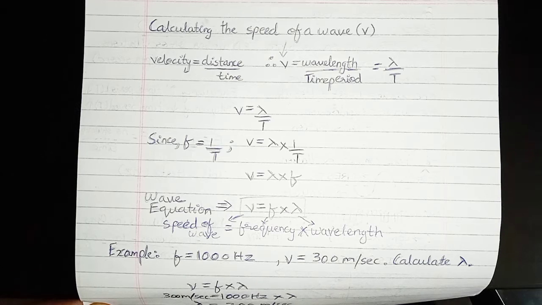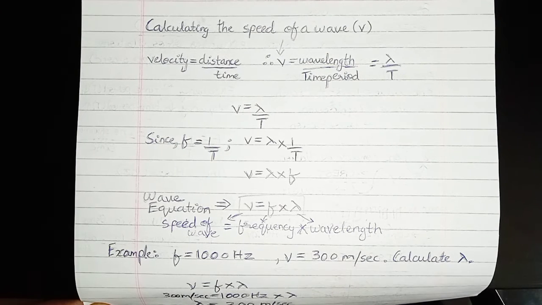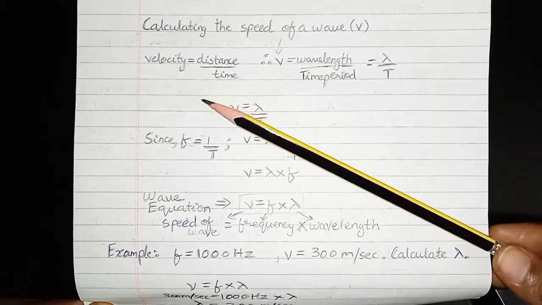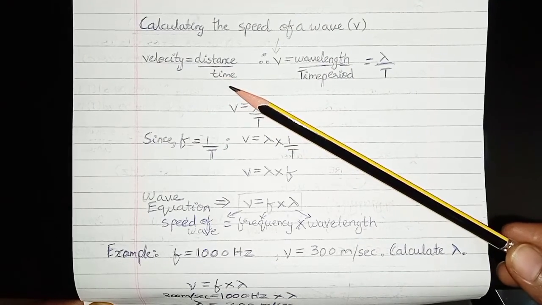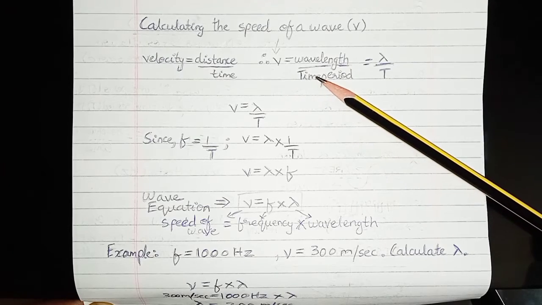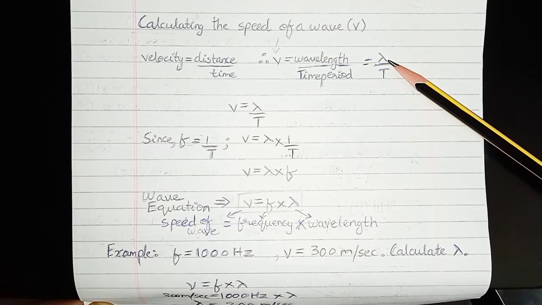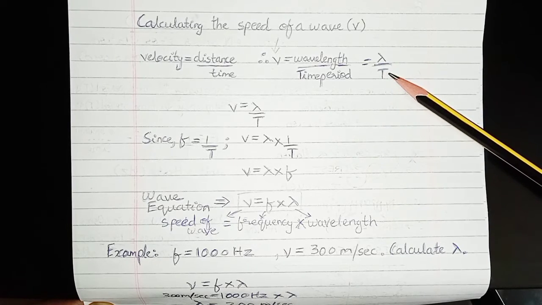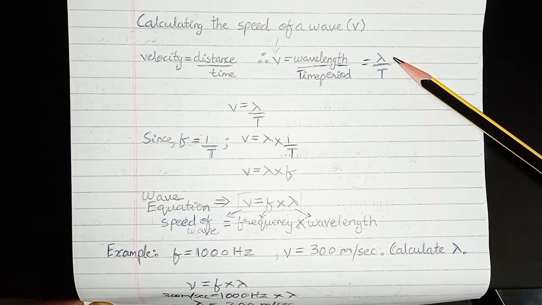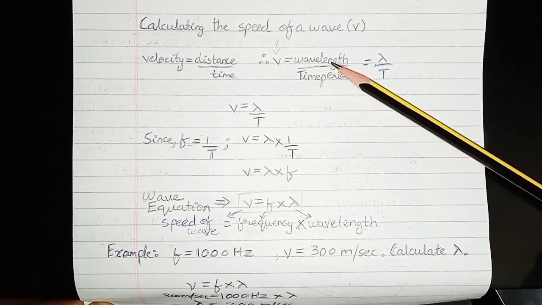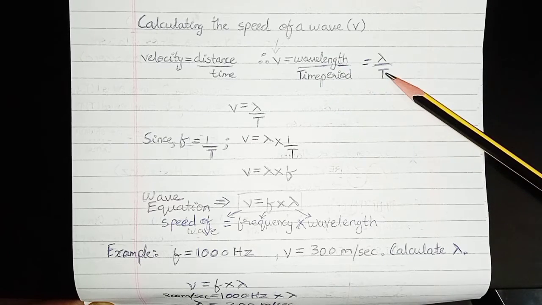Hello students, today we will be discussing how to calculate the wave equation. The simple formulas and simple equations. Calculating the speed of the wave is denoted by v, and velocity, as you are already aware, is distance upon time. So v is equal to wavelength divided by the time period, because this is the distance traveled and this is the time period within which the wave travels a particular distance. So this is distance upon time. So that is why v is denoted by wavelength divided by the time period, capital T.